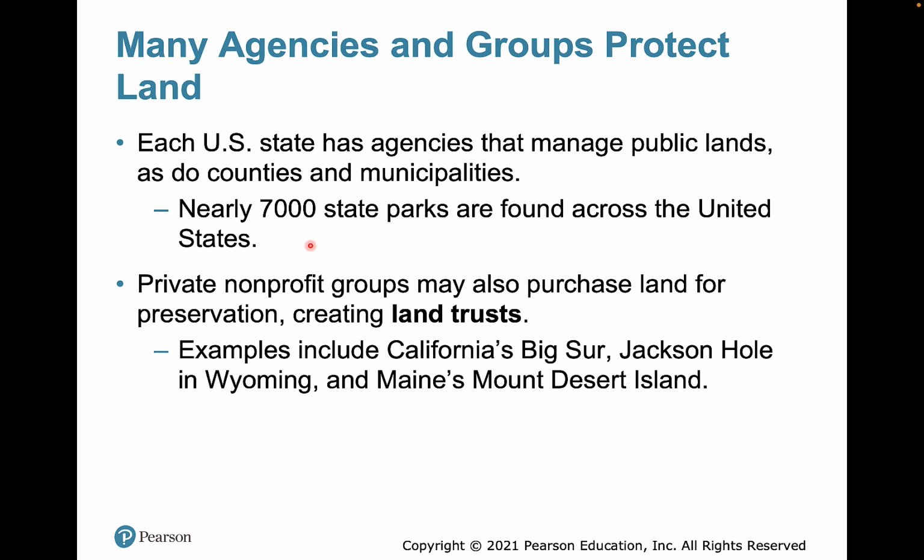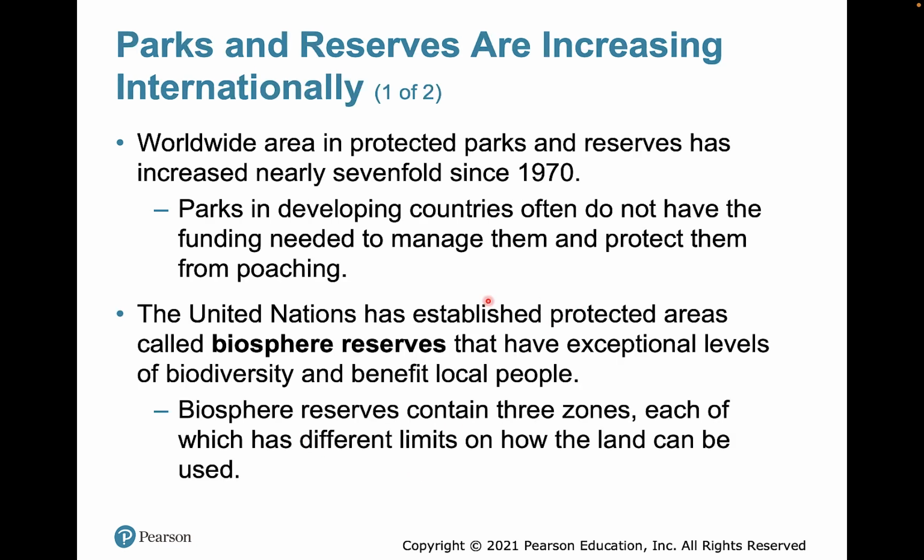So they buy land for preservation. So there are some more famous ones: California's Big Sur, Jackson Hole in Wyoming, and Mount Desert Island in Maine. We are working to increase the parks and reserves.